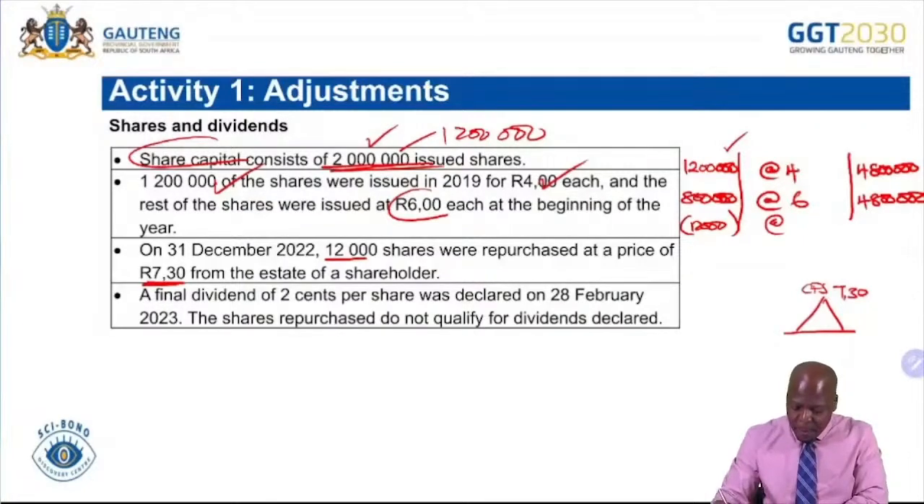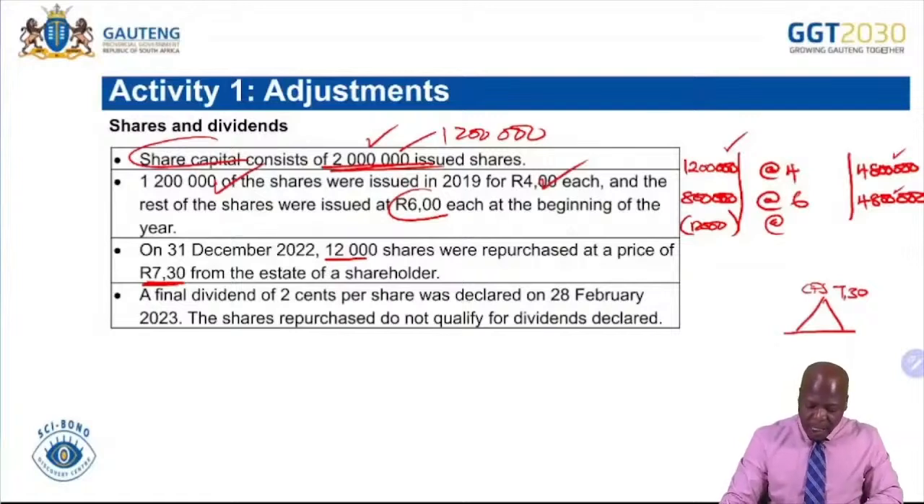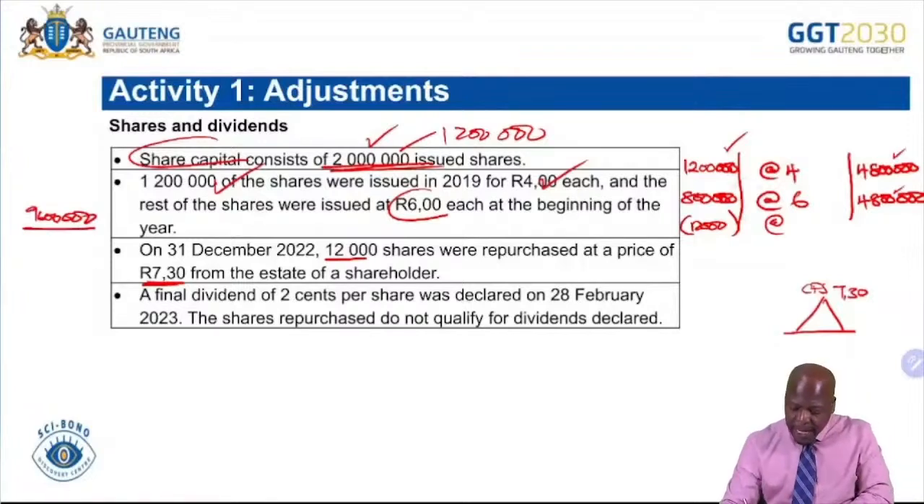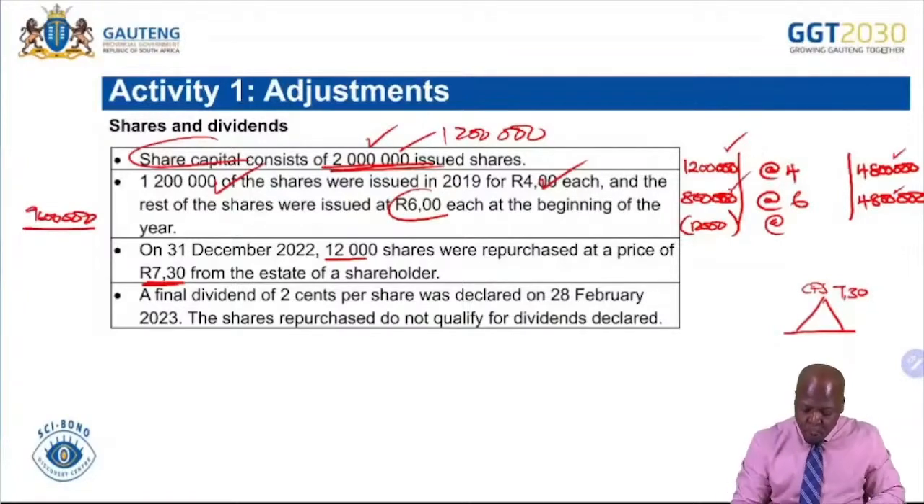I don't know it. But I know that if I take my 4.8, I add my 4.8, that is going to give me 9.6 million. 9.6 million. And if I take that 9.6 million, I divide it by 1.2 plus 800, which is 2 million.